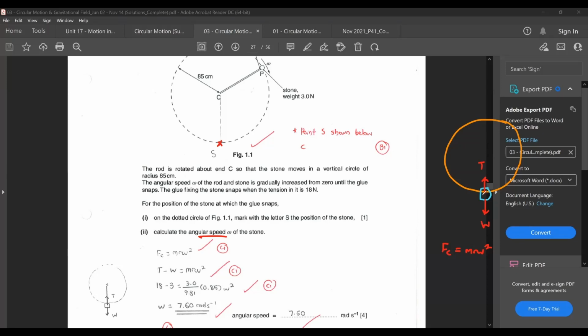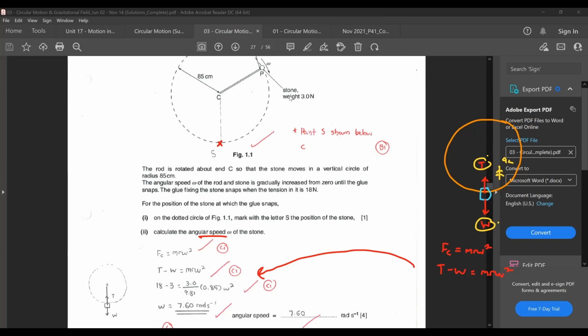Now, my centripetal force will be provided by the tension and the weight. The centripetal force acts towards the center of the circle, which is upwards right now. So T is positive, W is negative. I will get T minus W equals m r omega squared. So substitute inside here and you should get your answer.